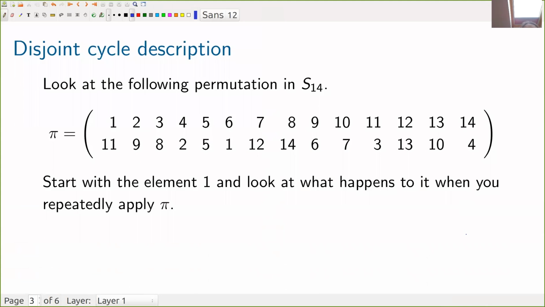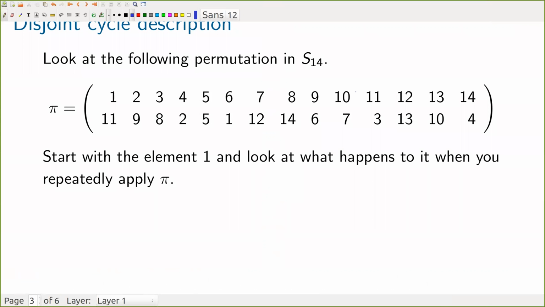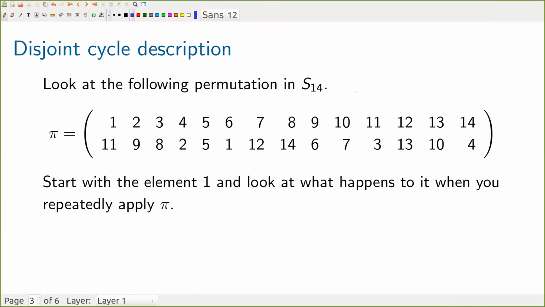Okay, this is not really the main theme today. What I really want to focus on is the so-called disjoint cycle description or representation of a permutation, because this is really of interest to group theorists, and particularly from the point of view of the meaning of conjugacy in symmetric groups, which I claim is something interesting.